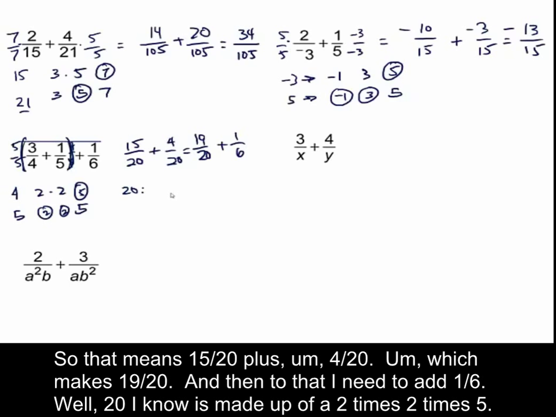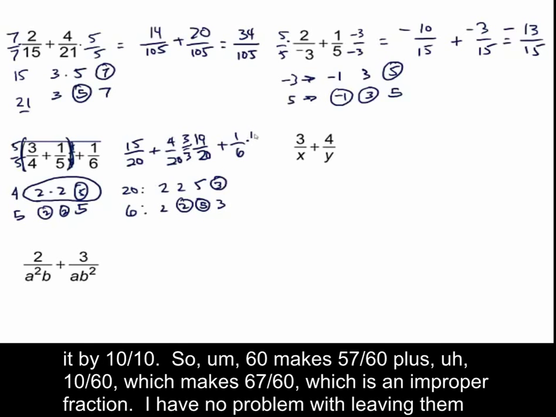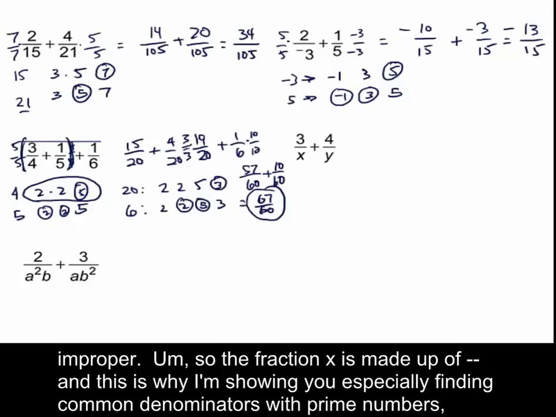Well, 20 I know is made up of a 2 times 2 times 5. I have that right there. And 6 is made up of a 2 times 3. So that means the 19 20ths I have to multiply by 3. And this one I need to multiply by 10 tenths. So 57 60ths plus 10 60ths, which makes 67 60ths, which is an improper fraction. I have no problem with leaving them improper.